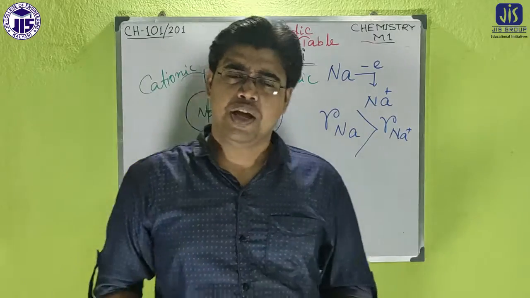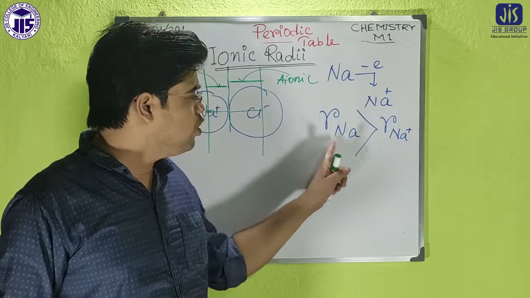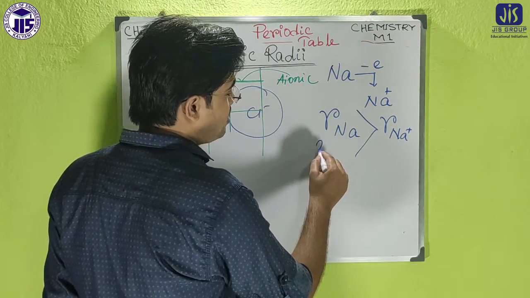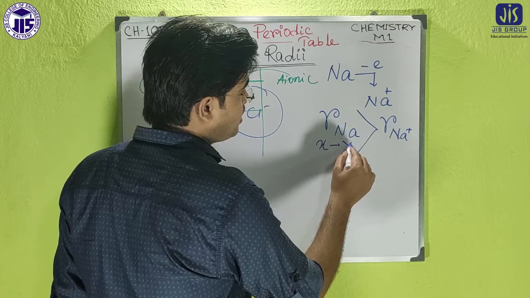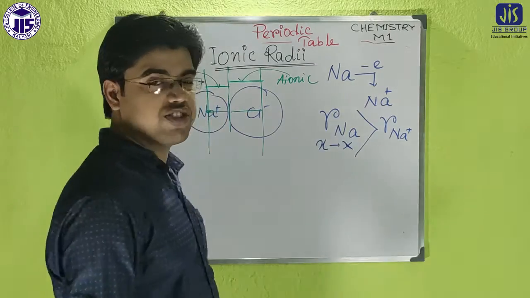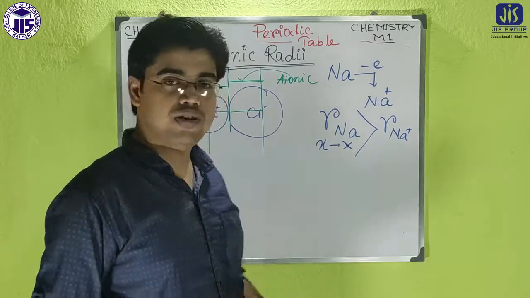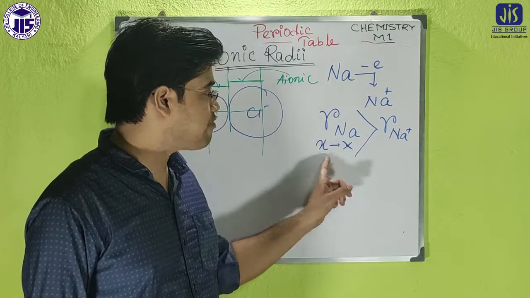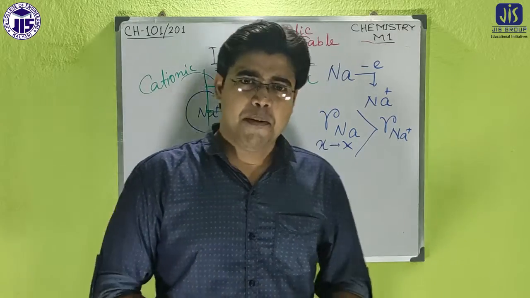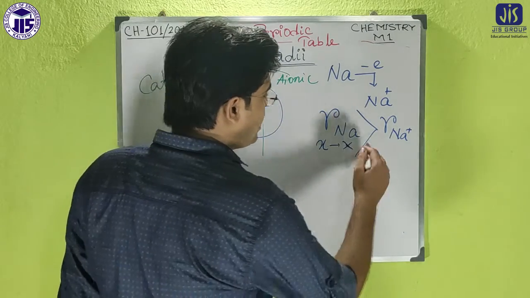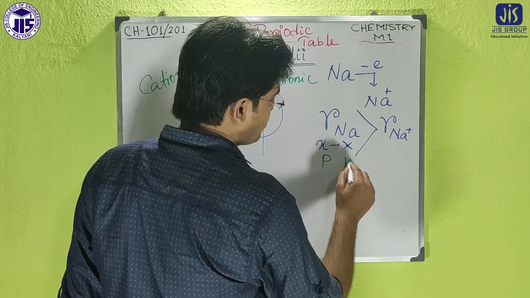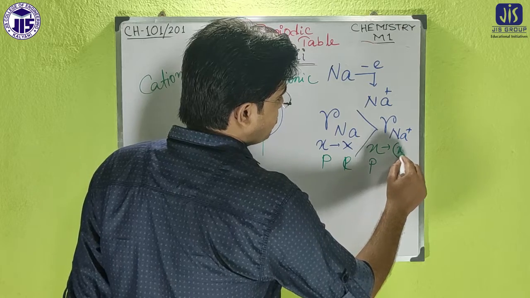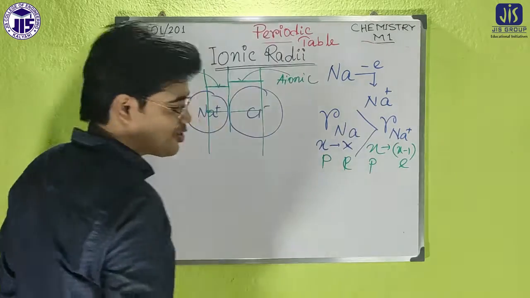Why? Because here, look, the number of protons and number of electrons: x number of protons attract exactly x number of electrons. Because Na is neutral, if it is a neutral atom, obviously x number of protons will attract x number of electrons, isn't it? But in the second case, look here, x number of protons attract x minus 1 number of electrons.